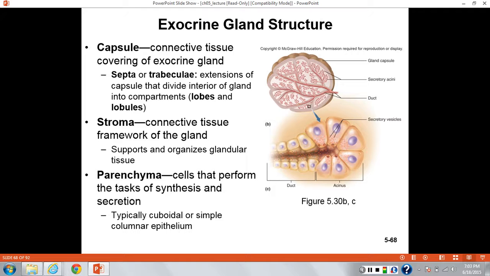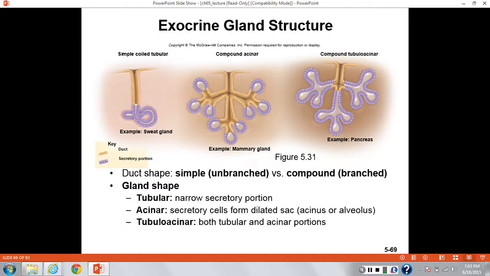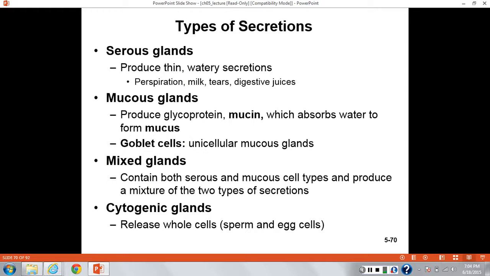If you look at this picture, figure 5.30, it shows you what an exocrine gland looks like with the stroma, the ducts, the acinar cells. You can see the secretory vesicles. They can either be cuboidal or simple columnar types of epithelial cells. This is what they could be: sweat glands, mammary glands, or the pancreas. But look how they look. Compound, they can be tubular, or they can be tubular acinar. So these are different shapes based on the concentration of stuff that they will secrete.